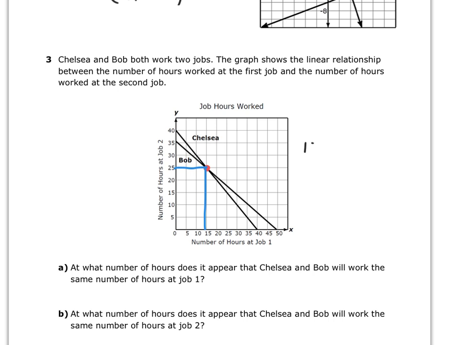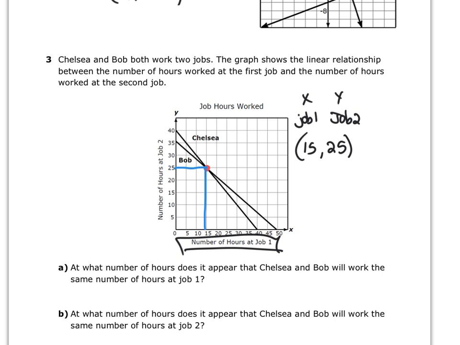So 15 hours at job 1 and 25 hours at job 2 is where they're both working the same amount of hours at each job. Let me label this job 1 and job 2, just making it easier to interpret. Okay, so we know 15, 25 is our solution. At what number of hours does it appear that Chelsea and Bob will work the same number of hours at job 1? All right. So how many hours is that?